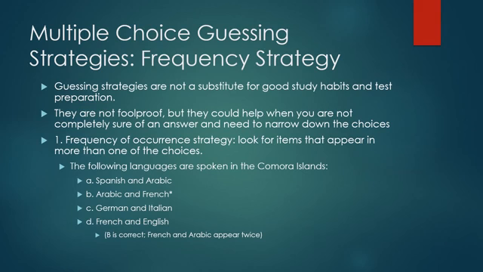Example, the following languages are spoken in the Comoro Islands. A, Spanish and Arabic. B, Arabic and French. C, German and Italian. D, French and English. The correct answer is B because French and Arabic appear twice.